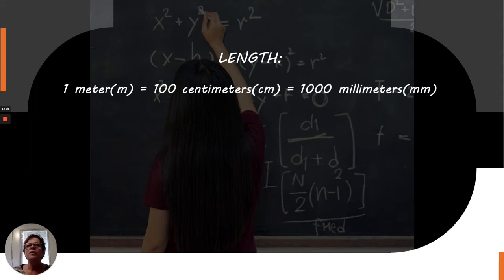We're going to talk first about length. 1 meter equals 100 centimeters equals 1,000 millimeters. So again, those conversion factors that I gave you at the first are going to be really helpful as we move through this metric system.